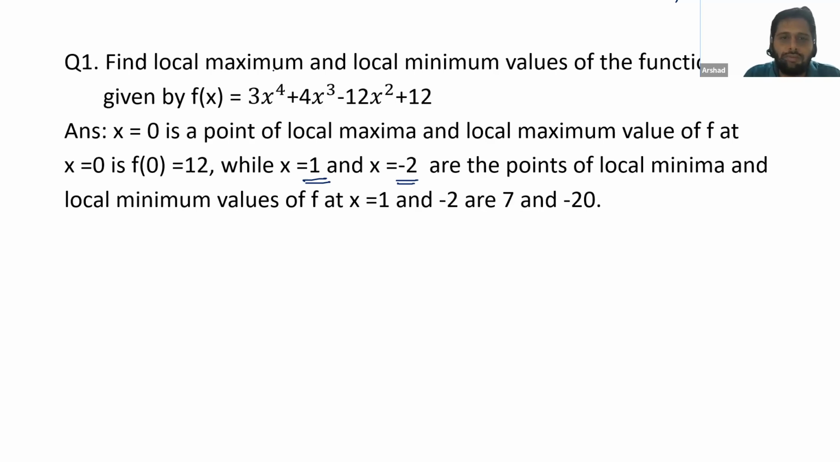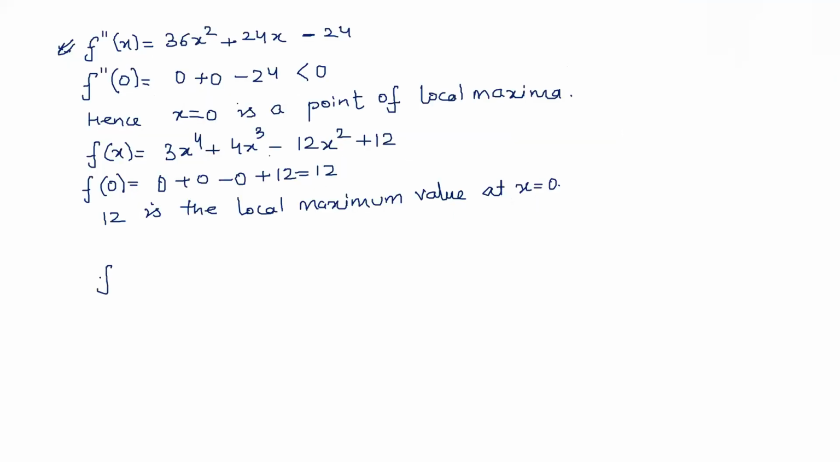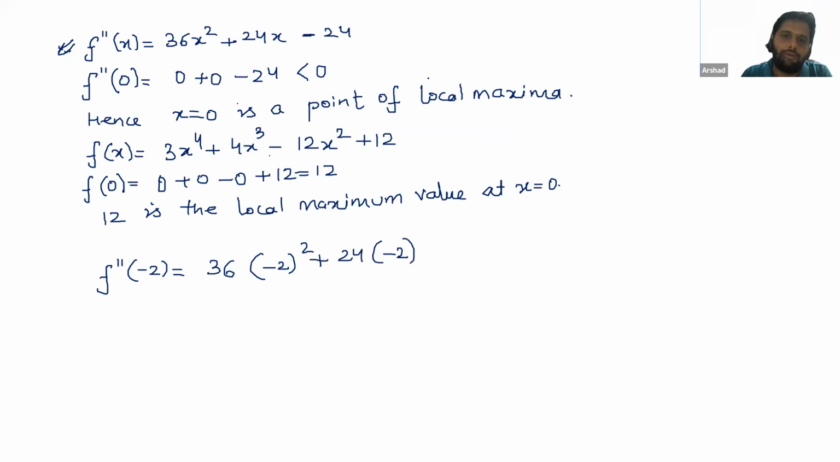So is this local maxima or local minima for this point, because you need to put this -2 in the second order? Local maxima, let me check this. So f double dash x is this one. Put -2 here. What you will get: 36 minus 2 square plus 24 into -2, next is -24. So here you will get 36 into 4 minus 48 minus 24, which is 144 minus 72. So it is positive, greater than 0.